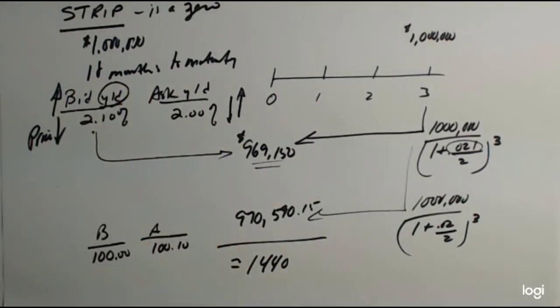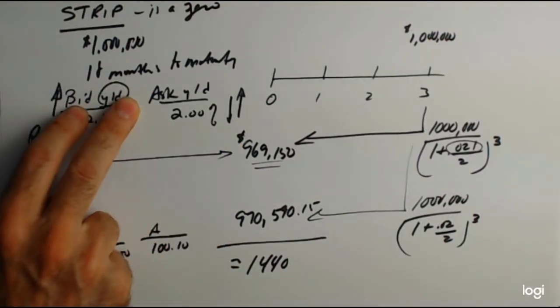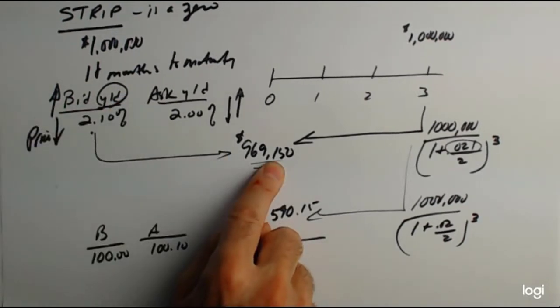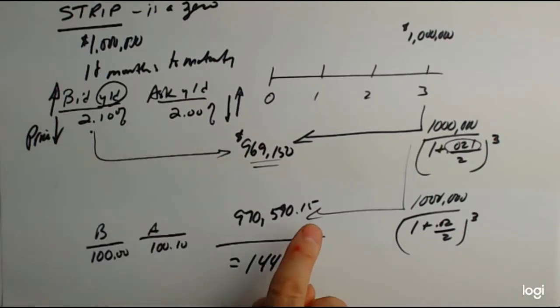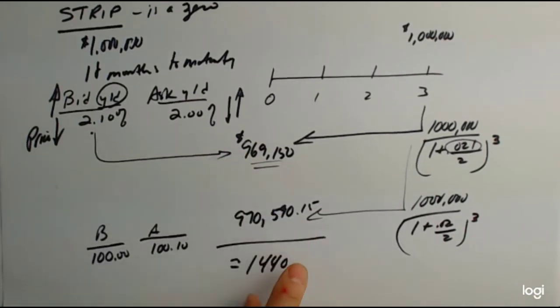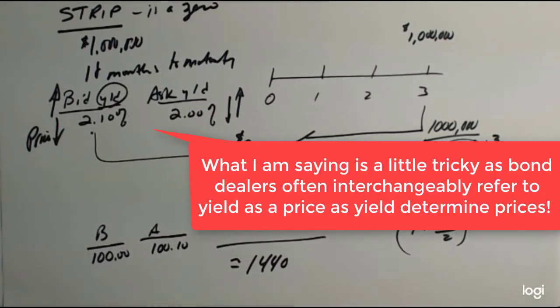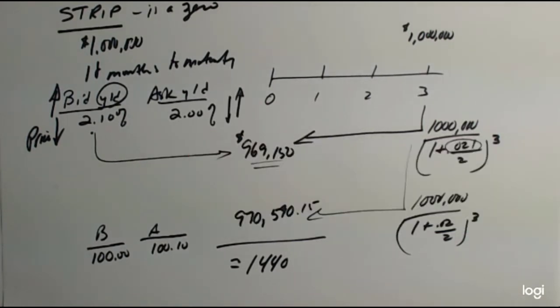So a dealer will buy at this price, and that's $969,000. They'll sell at this price, assuming this yield. So it'll be $970,000, and they'll profit $1,440. I hope that makes sense. It is a little confusing, but that's the nature of bonds and that inverse relationship between interest rates and prices that shows up not just in bonds, it shows up in stocks too, as you saw in a previous video.